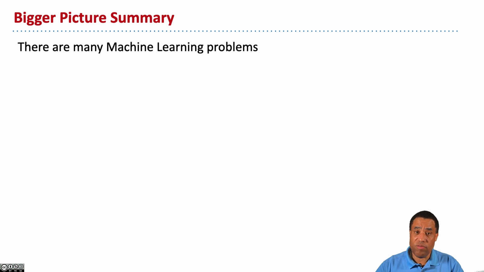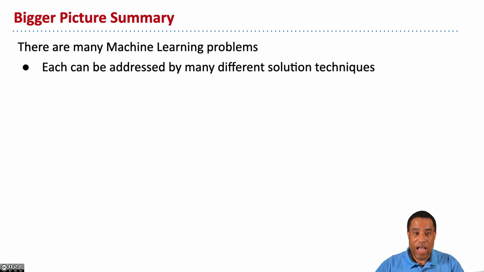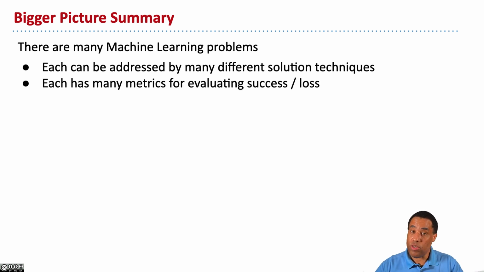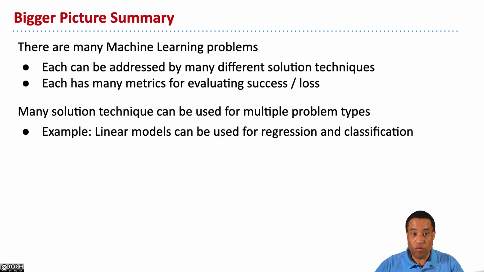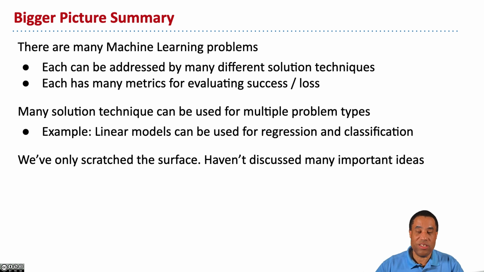There are lots of different machine learning problems, and each one of these problems has many different solutions and techniques that people have developed. And each one of those techniques has many metrics for evaluating success or a loss function, or whether it's a good result or a bad result. And many of these solution techniques can be used for multiple different problem types. So for example, we can use linear models for both regression and classification. Now, this only scratches the surface, right?